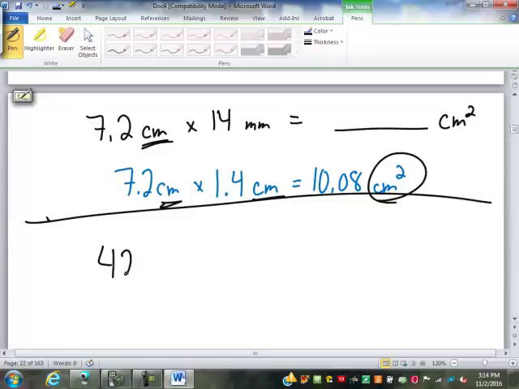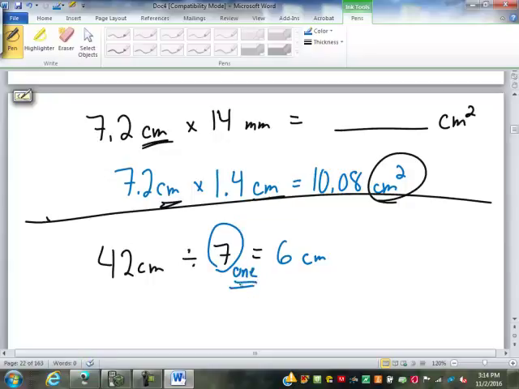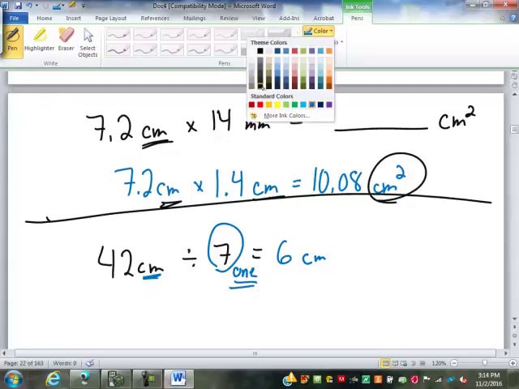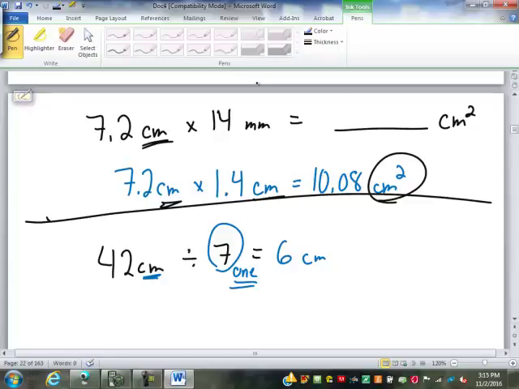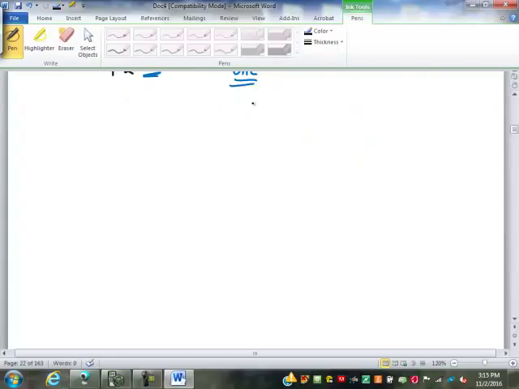If I have 42 centimeters and I want to divide it into 7 equal pieces, well, 42 divided by 7 is 6, and we kept the centimeters on it. That's because the 7 here has no units. Technically, its label, its name would be ones, and anything divided by 1 is itself. So that's why this unit does not change.